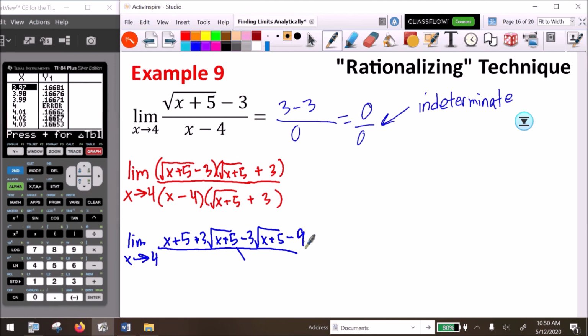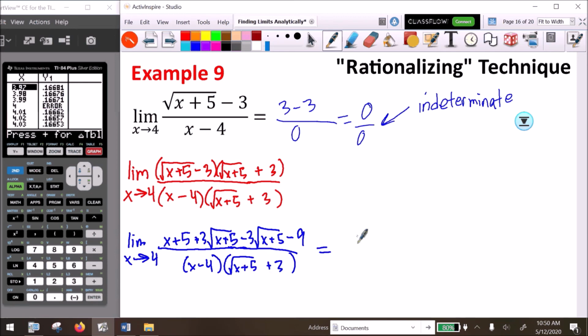We're going to leave the denominator as it looks. We're not going to mess with that just yet. I'm just going to leave it as the quantity x minus 4 multiplied by the quantity the square root of x plus 5 plus 3.